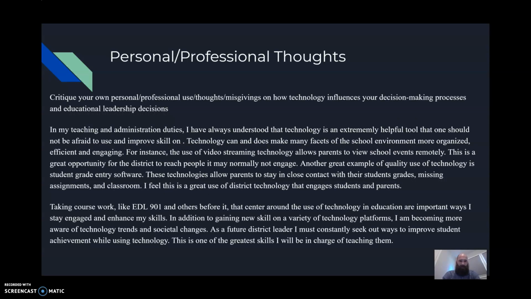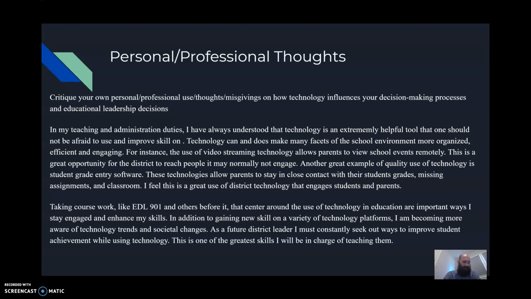And as I think through at a personal and professional level with this module and these readings, I really think that in my teaching and administrative duties that I've had so far, I always understand that tech is such a crucial role, and it's extremely helpful, and it's not something to shy away from just because we may not understand fully what it's capable of. It can and does make many facets of the school environment more organized. That's everything from ticket taking, money, balance sheets, obviously finance and record keeping, and to grades and parental interaction through Gradebook or PowerSchool or whatever you may use. I think those are great things.